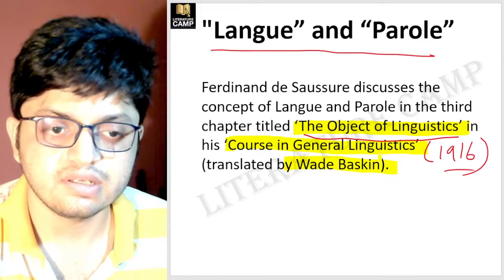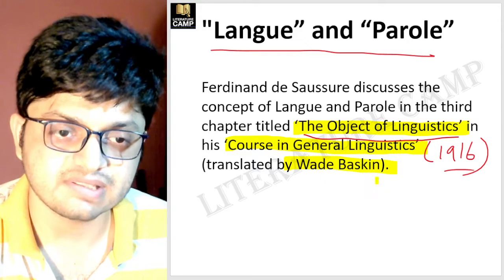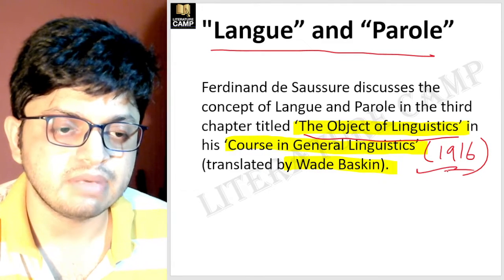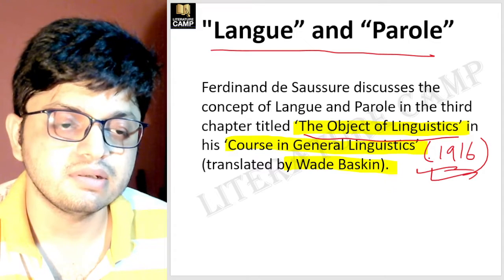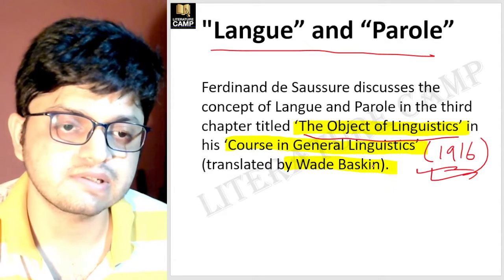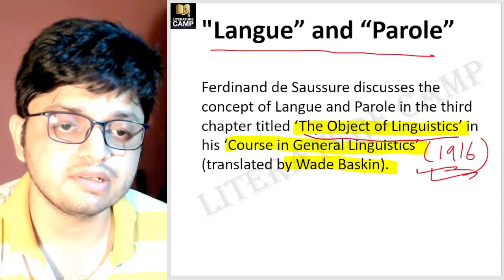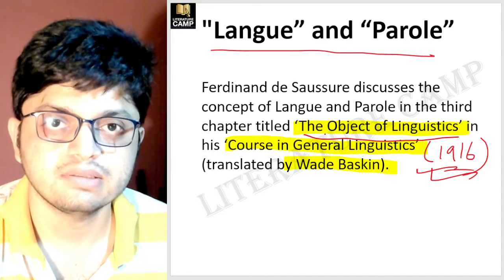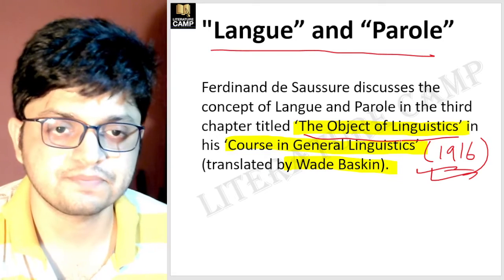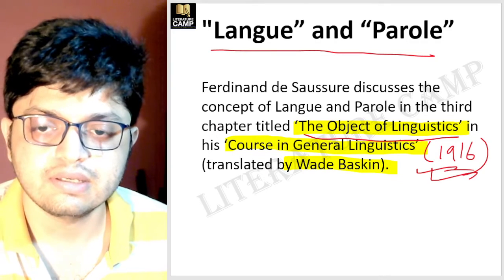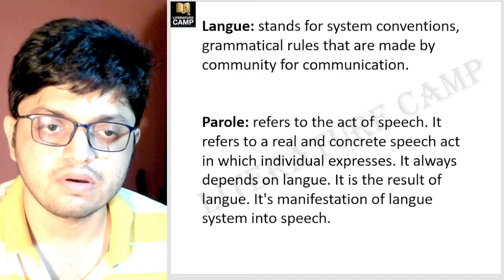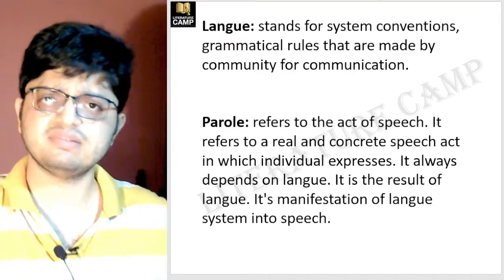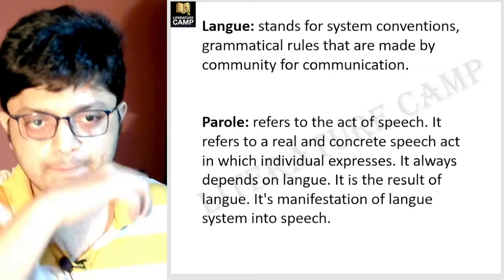So who has translated this work, Course in General Linguistics? It is Wade Baskin, and we need to remember this publication year. I mean, in 1916 it was published. In which chapter it was discussed? The object of linguistics, right? Next, what is lang? What is parole? Lang, it's again a French word.